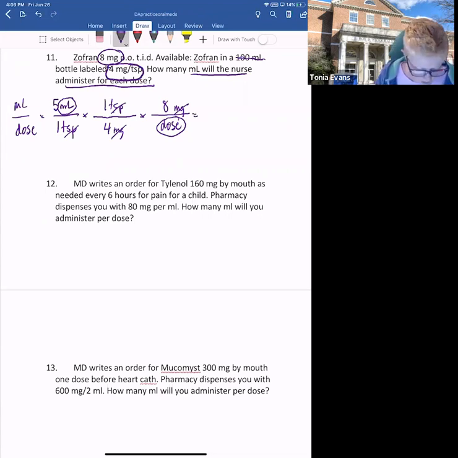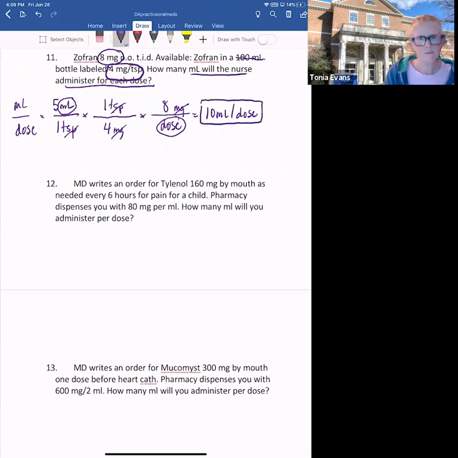So do the math across. 5 times 1 times 8 divided by 4 equals 10. So I know that I'm giving 10 mLs per dose.